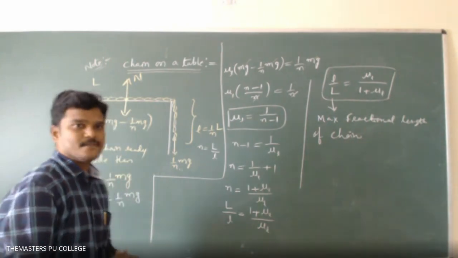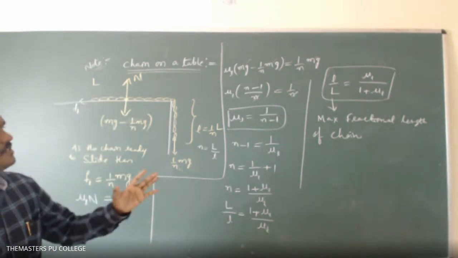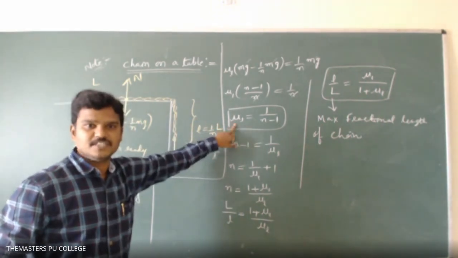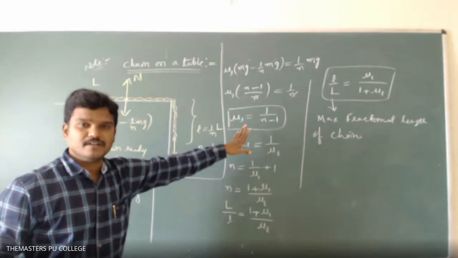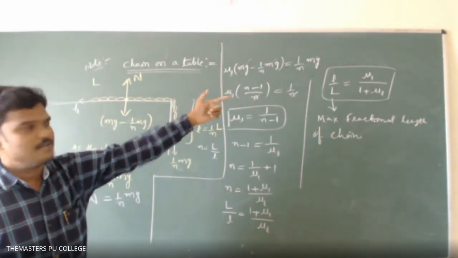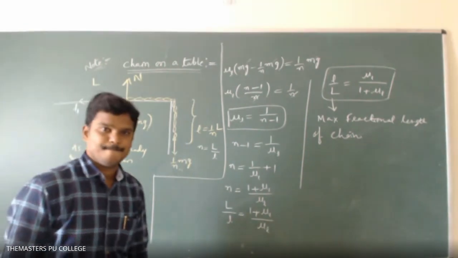Right now, I got the maximum fractional length and mu L. If n is given, we can find this. If this is given, we can find n. N is the number. If they ask the ratio, we can find the ratio, small l by capital L, fractional length.